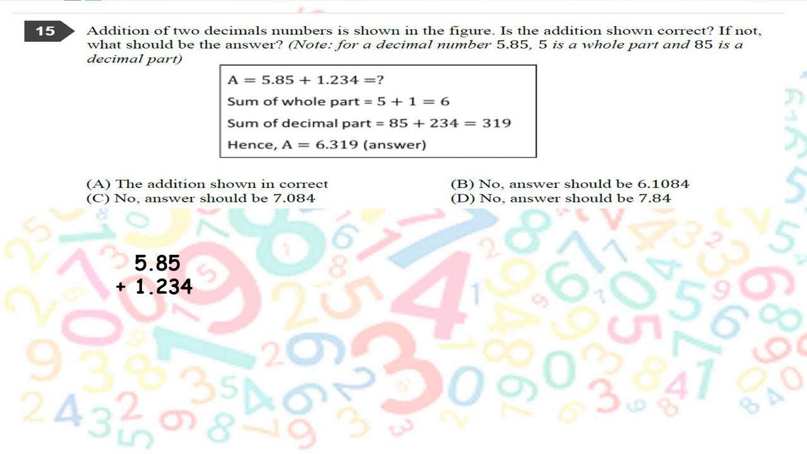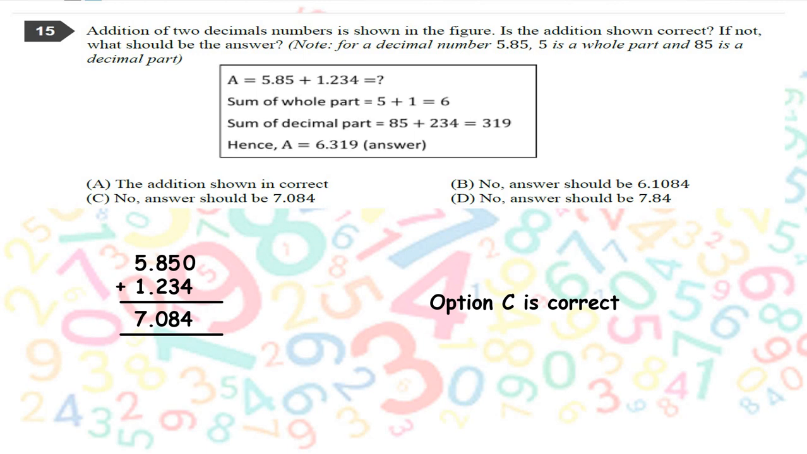Okay, so when we add these two numbers, let's first make them like decimals. So we'll add the 0 to 5.85. Okay, and then we will add these two. So how much will we get? It is very easy. Correct, we will get 7.084. So which option is correct here? Yes, option C is correct.